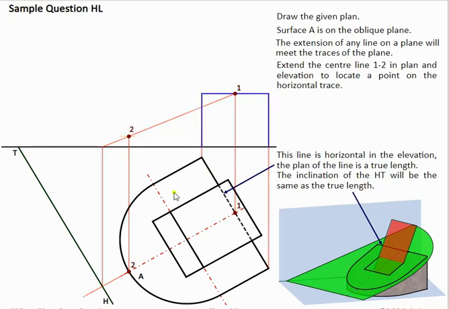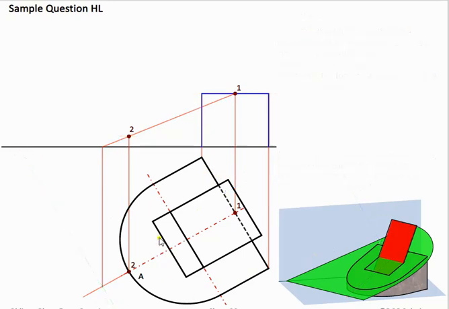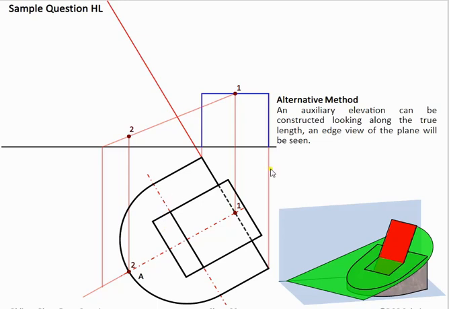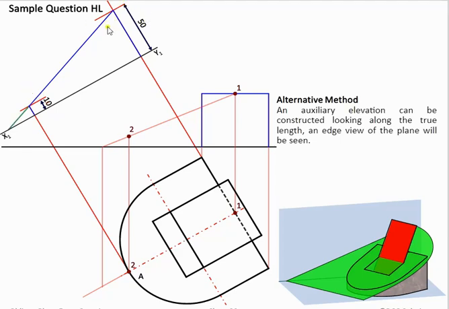Now, next thing then, once we have that constructed, this is an alternative method of doing it. What we're doing here is setting up an auxiliary. We're measuring up 50, that's the height of the back section here. Then we mark up 10 for the front point here, and extend on this surface here. And obviously this now is where HT is. So we're bringing this down here.